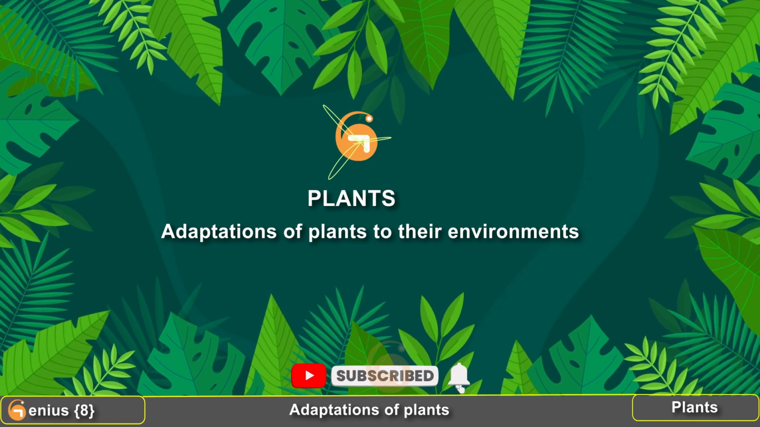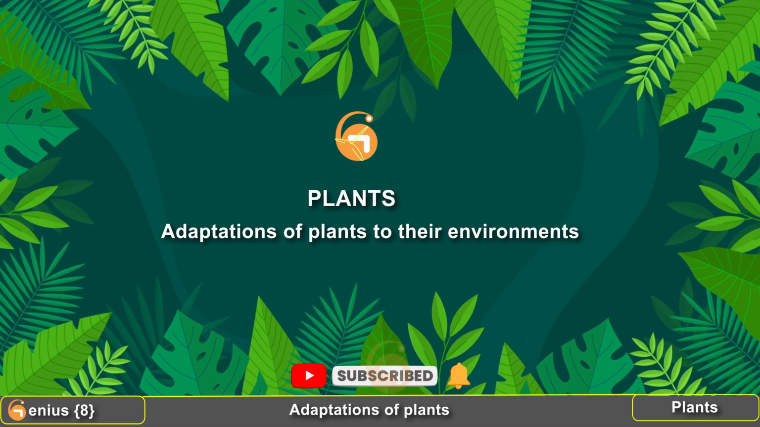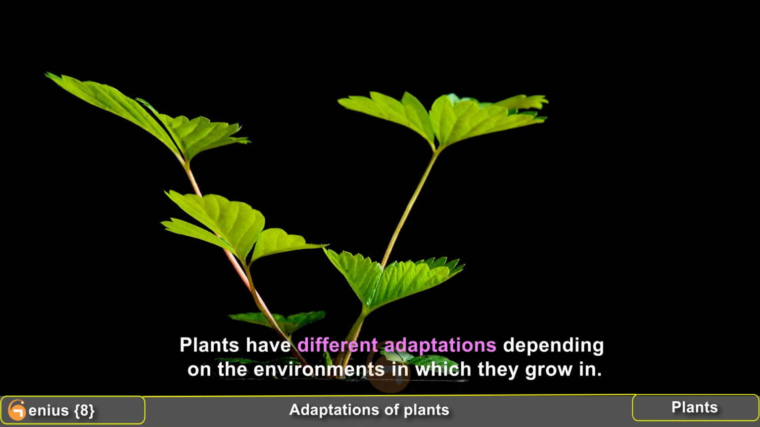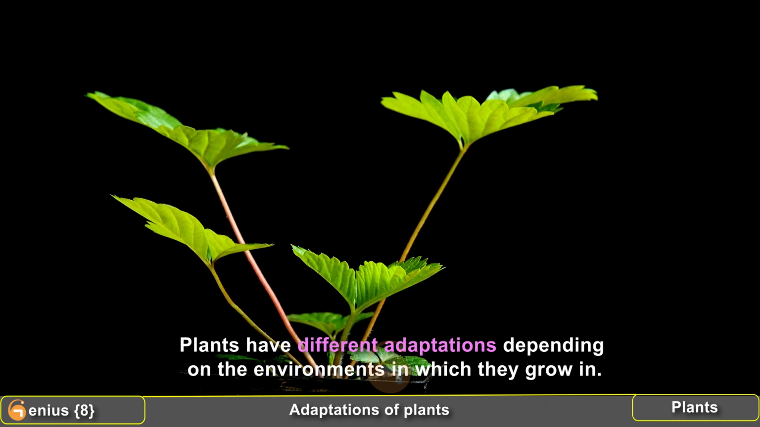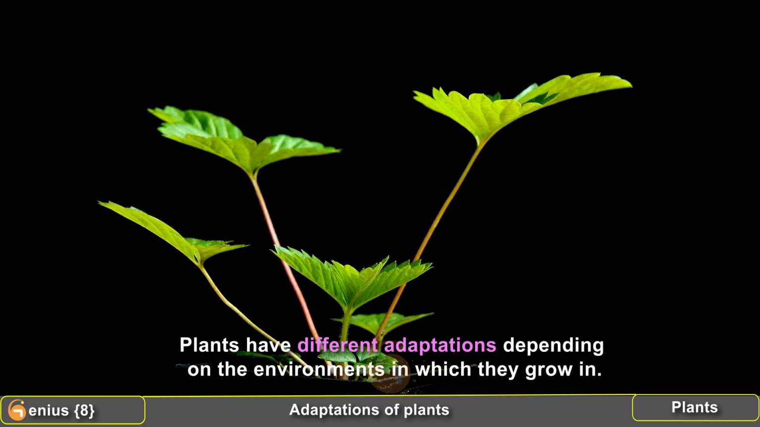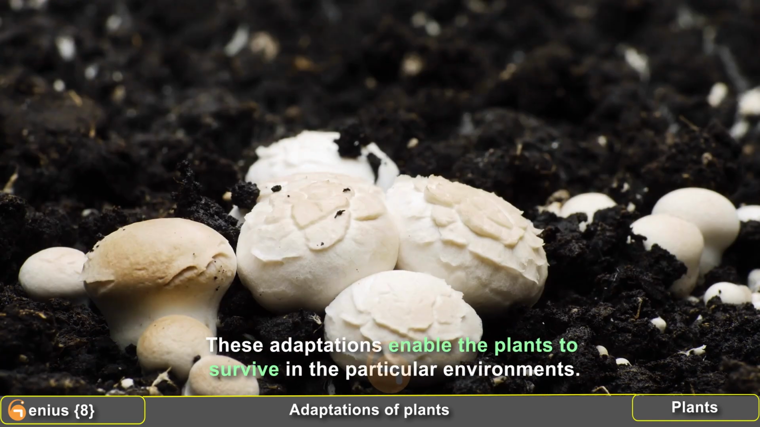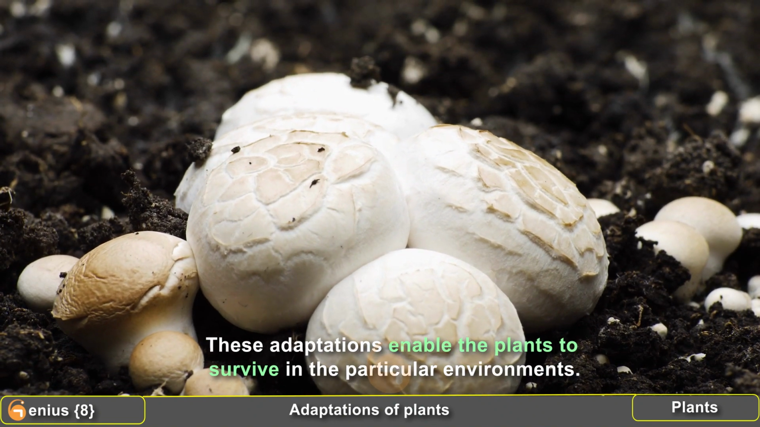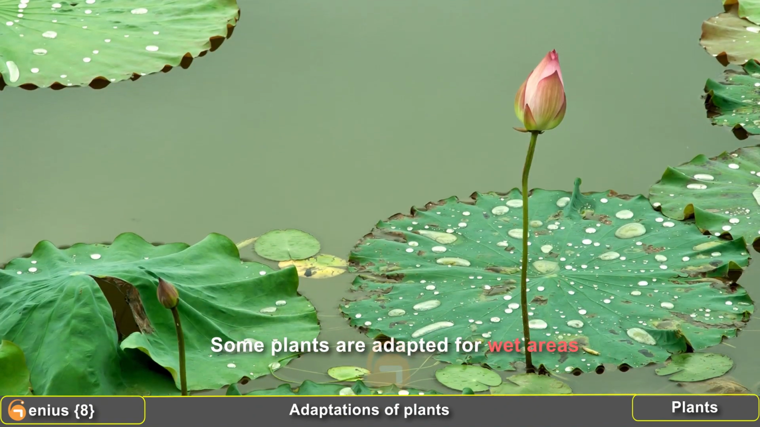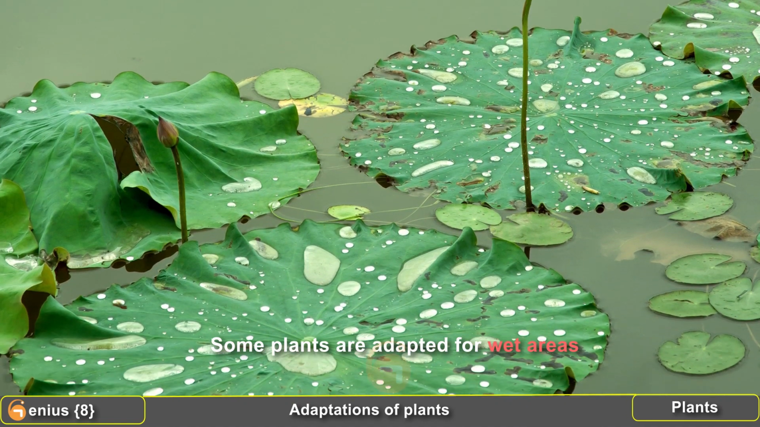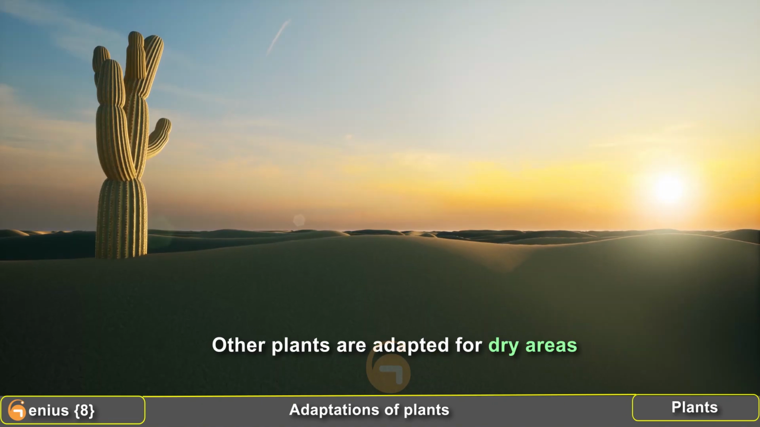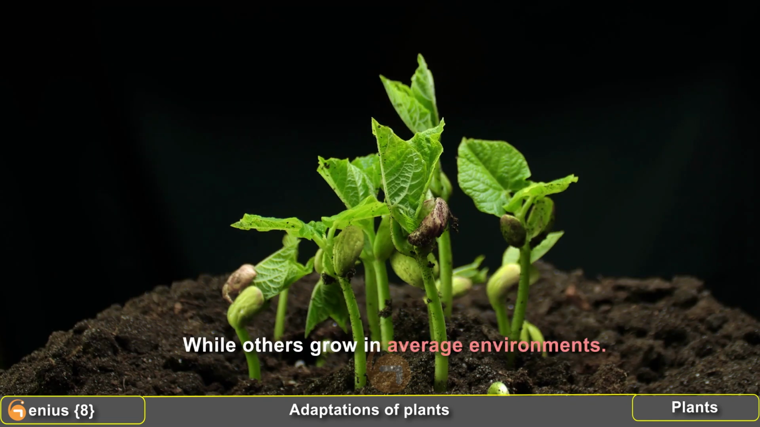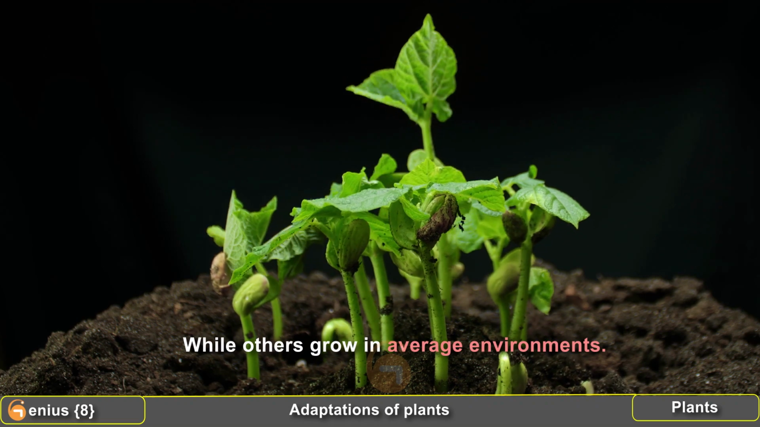Adaptations of plants to their environment. Plants have different adaptations depending on the environment in which they grow in. These adaptations enable the plants to survive in the particular environments. Some plants are adapted for wet areas. Other plants are adapted for dry areas, while others grow in average environments.